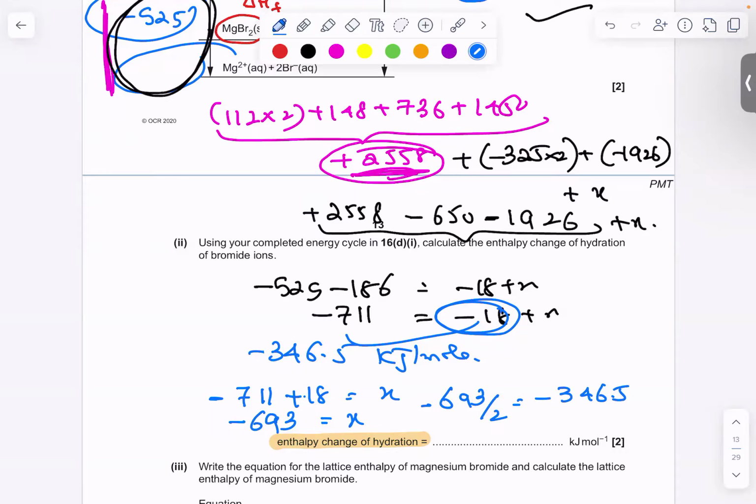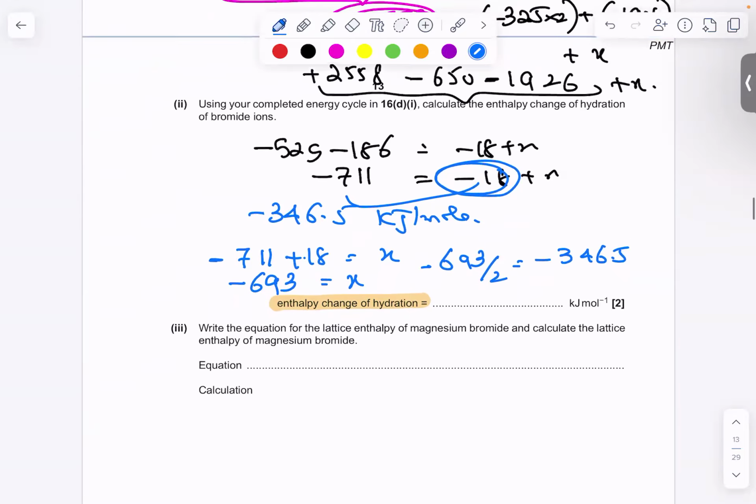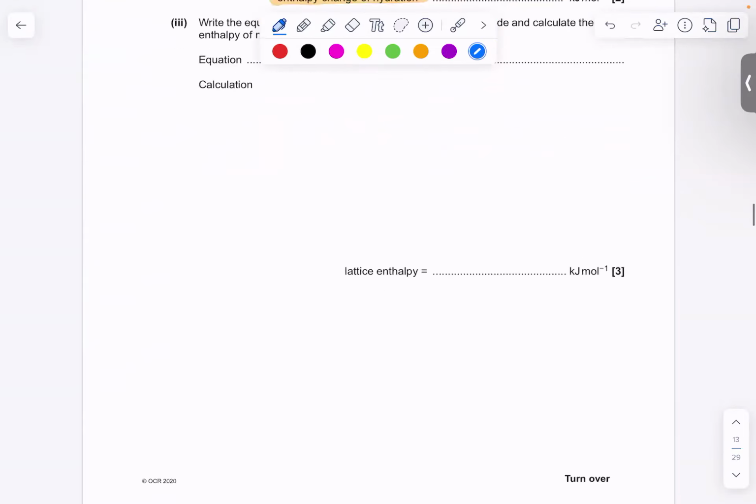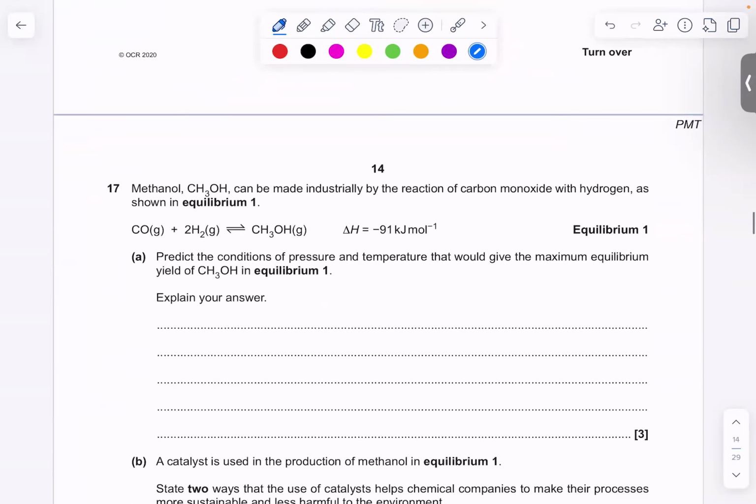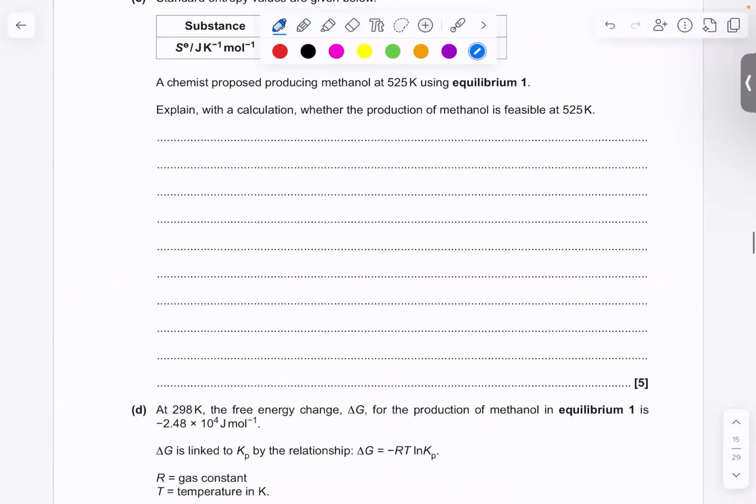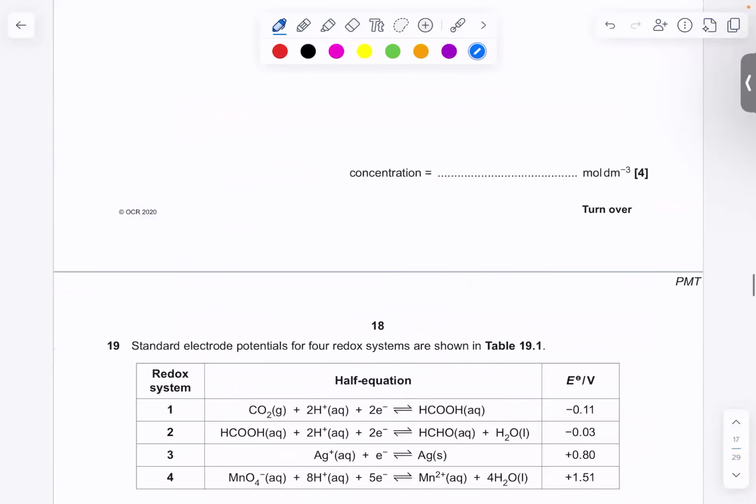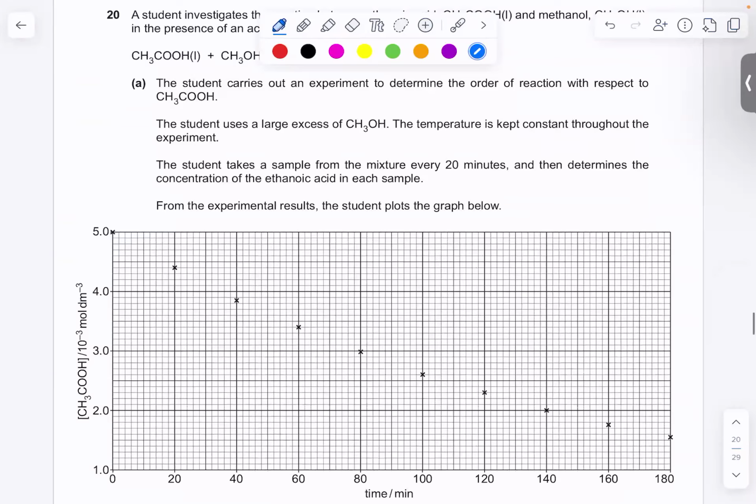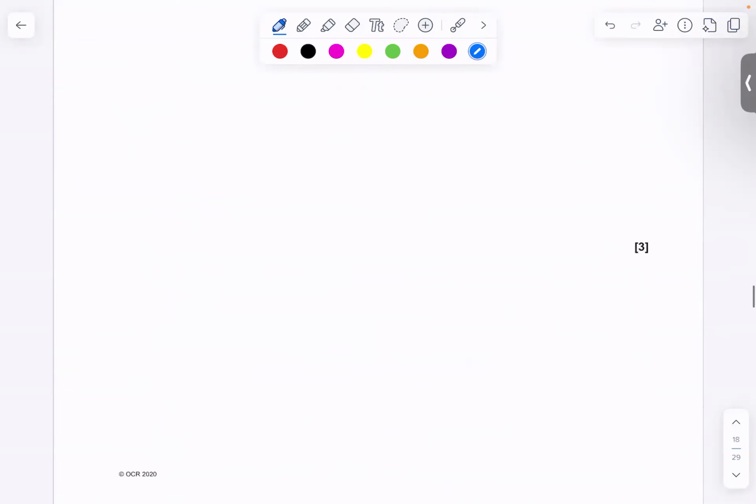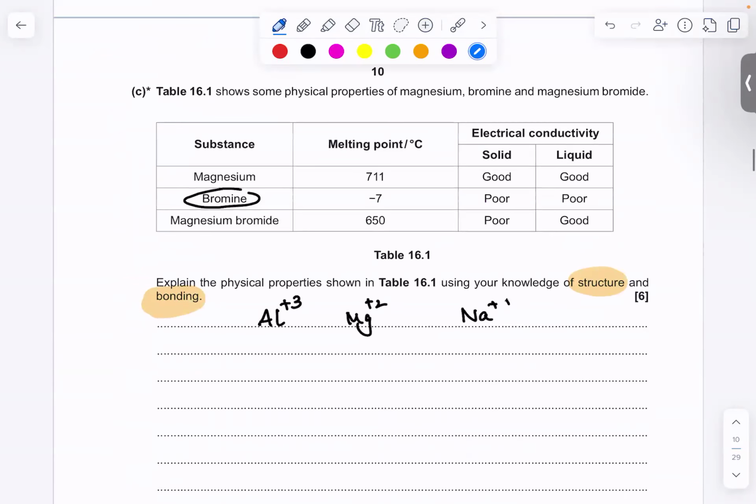Yeah? All right. Okay, fine. Good. Thank you very much, Miss. You're welcome. Maya, if you get time, try to complete this paper. Yeah, okay. If I do get time, I'll do it. It will give you a very clear idea.